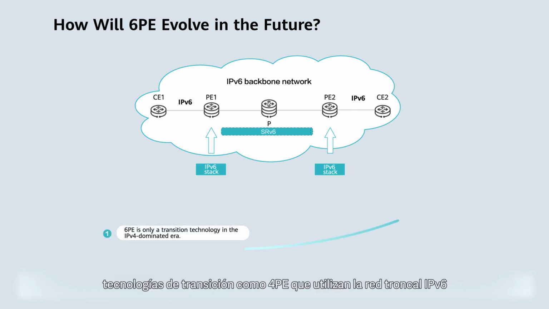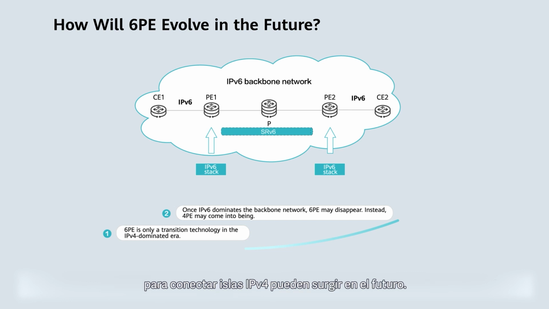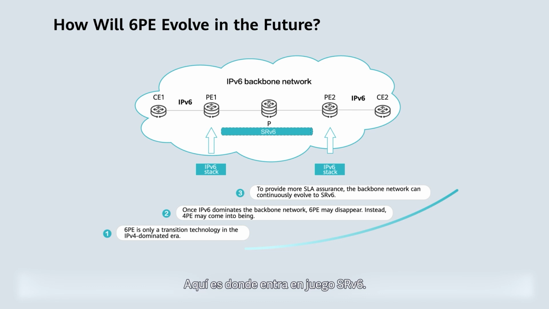However, transition technologies such as 4PE that use the IPv6 backbone network to connect IPv4 islands may emerge in the future. It's difficult to say what will eventually happen. Although IPv6-only communication is simple, it lacks SLA assurance for traffic forwarding. So how can we guarantee IPv6 packet forwarding on the backbone network? This is where SRv6 comes in.